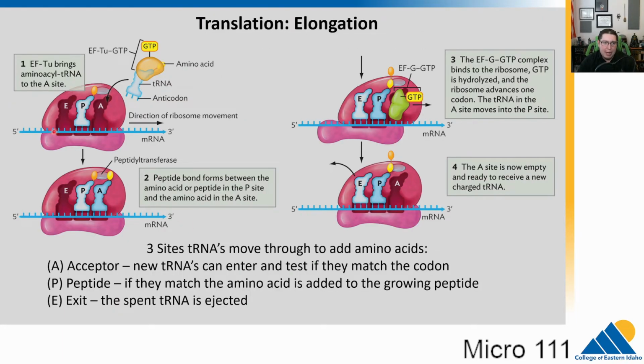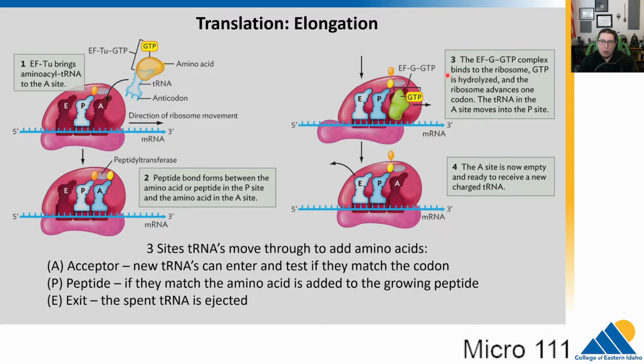Then if we look at the next bit, there's another slot here called the A or acceptor slot. tRNAs are going to fit in there and see if they can match with the next codon. When one matches, it's going to bind, and a bond is going to form between the first amino acid and the second amino acid. This is a peptide bond. Everything's going to shift over. The first tRNA is going to scoot over to the E or exit site, and it will be ejected. The second one's going to move to the P or peptide site where the bond is actually made.